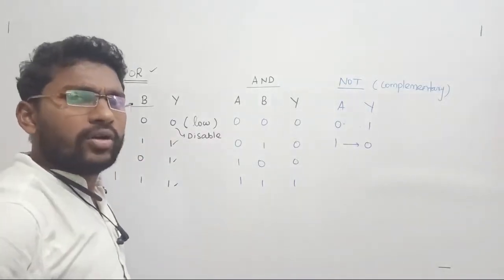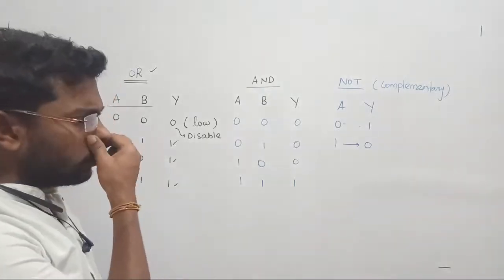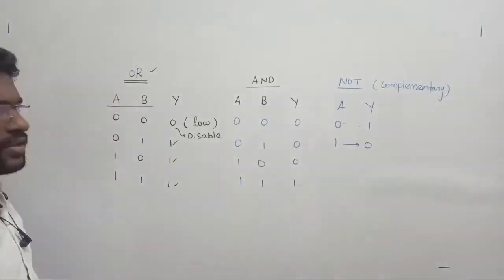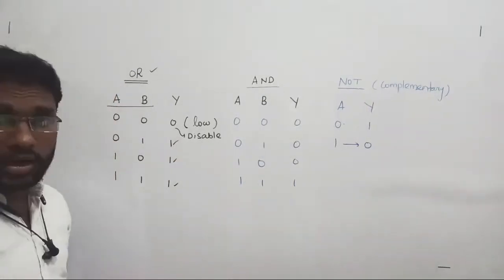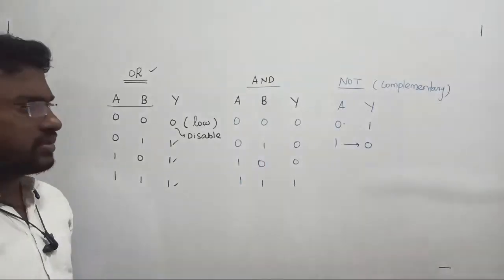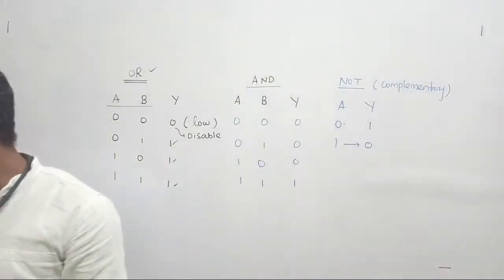Actually, till now we are not going to talk about logic gates. I am just introducing operations, right? This is the OR operation, this is called the AND operation, and that is called the NOT operation, right? So let us see some of the properties of them.